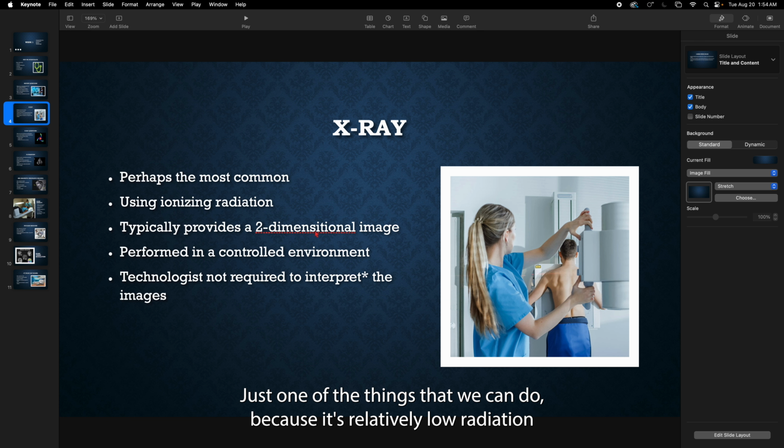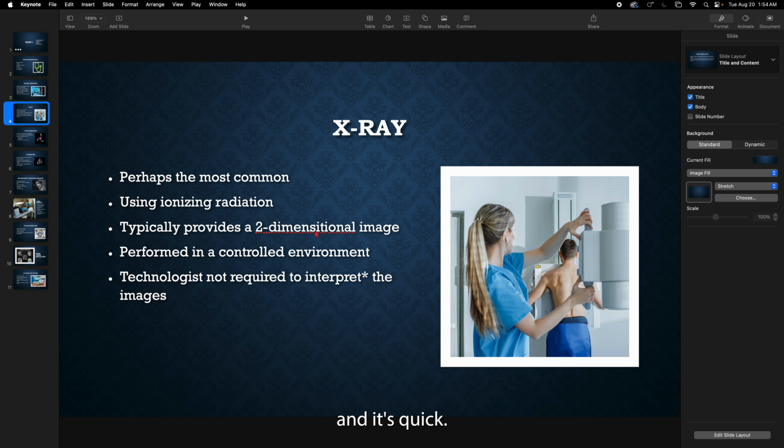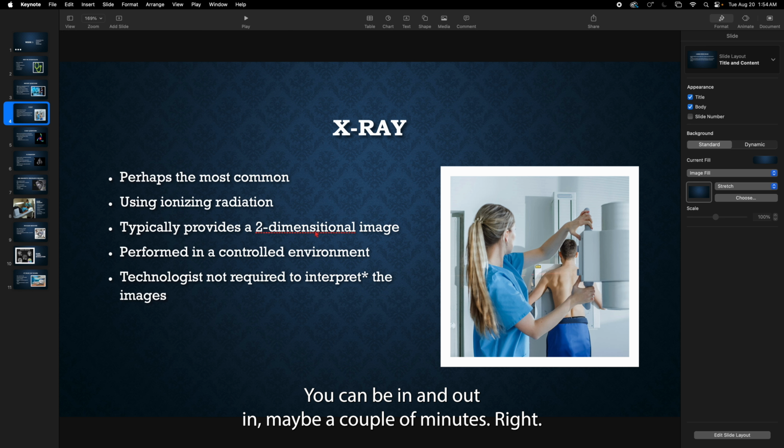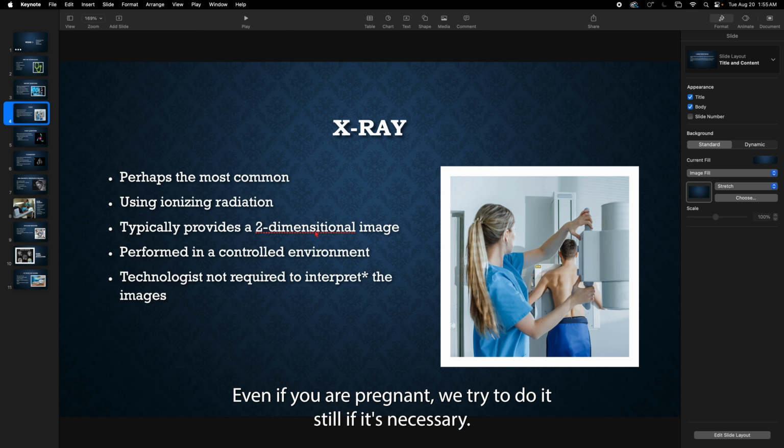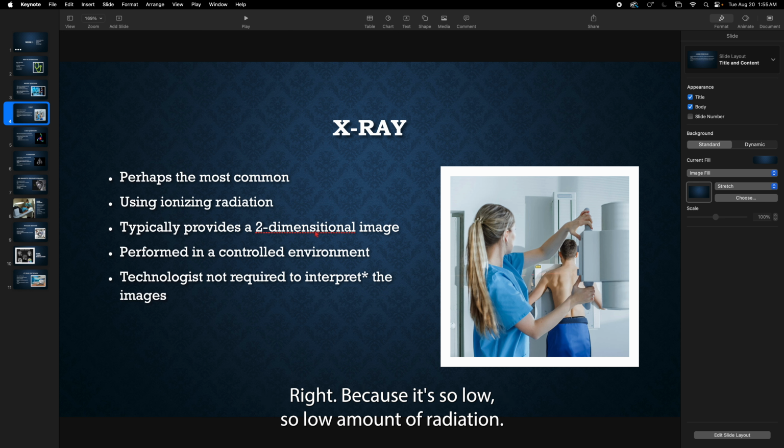It's just one of the things that we can do because it's relatively low radiation and it's quick. You can be in and out in maybe a couple of minutes, right? Doesn't require an appointment. You just go in, and if you're not pregnant, we can get it done. Even if you are pregnant, we try to do it still if it's necessary, right? Because it's so low amount of radiation.